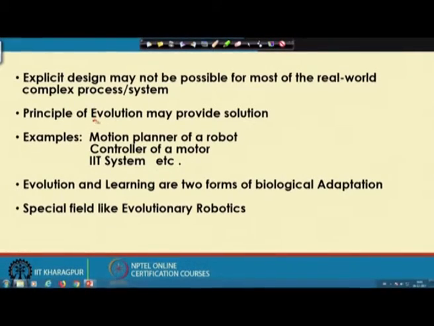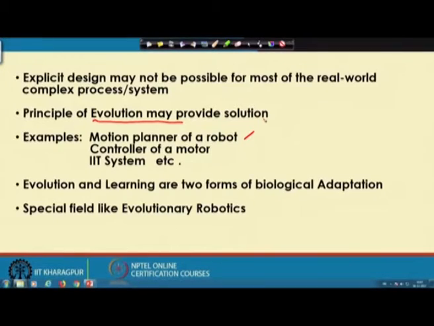Now, if you see the principle of evolution, we can see the way we can evolve the most effective design. Let me take a few simple examples. For example, say the motion planner of a robot. Supposing that we are going to design and develop an intelligent robot, for this particular robot we will have to design and develop a suitable motion planner, the adaptive motion planner.